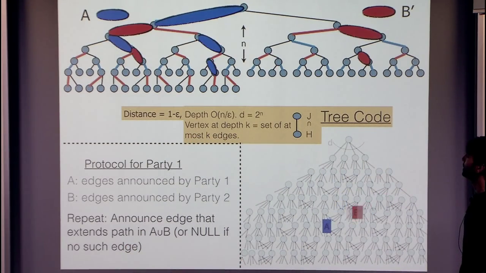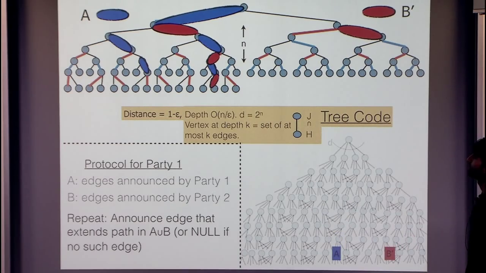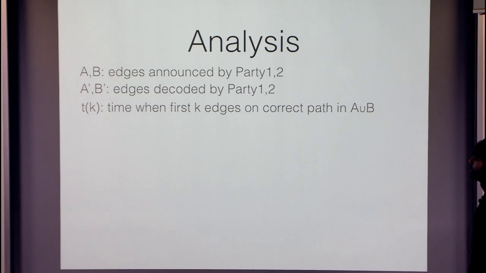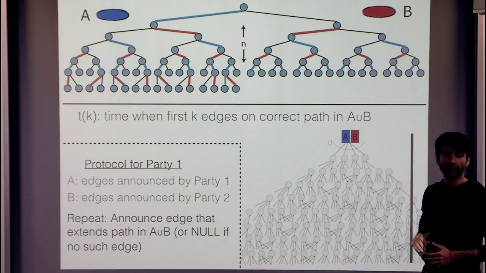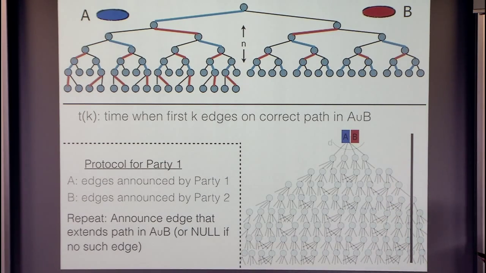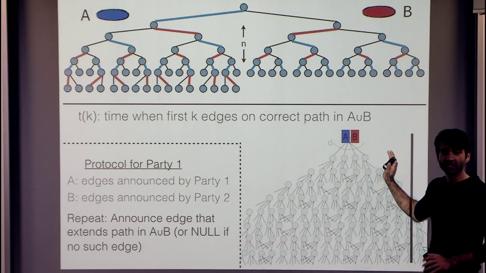So when I say tk, I mean the time at which the first k edges on the correct path are included in A union B. But that doesn't mean the other party actually got it correctly. That's right, so it just means that someone has said it.